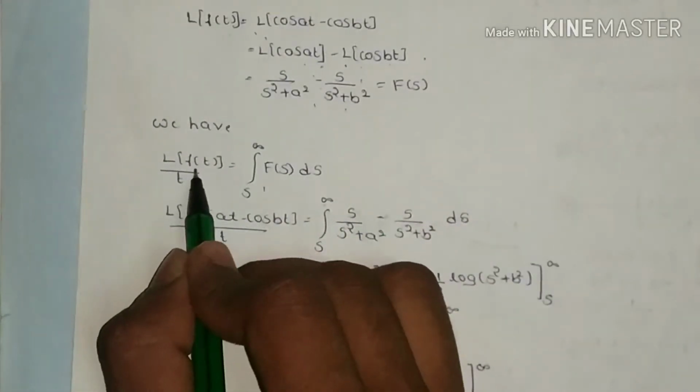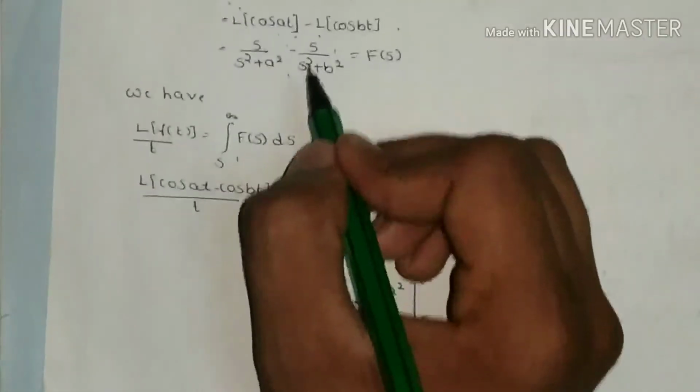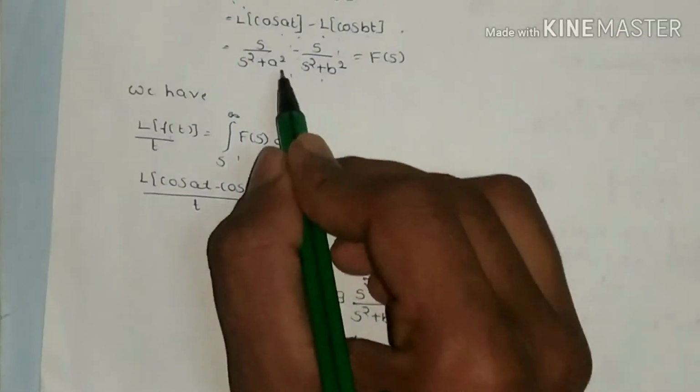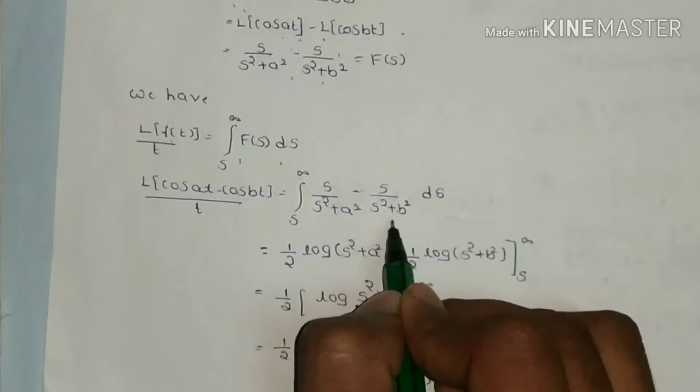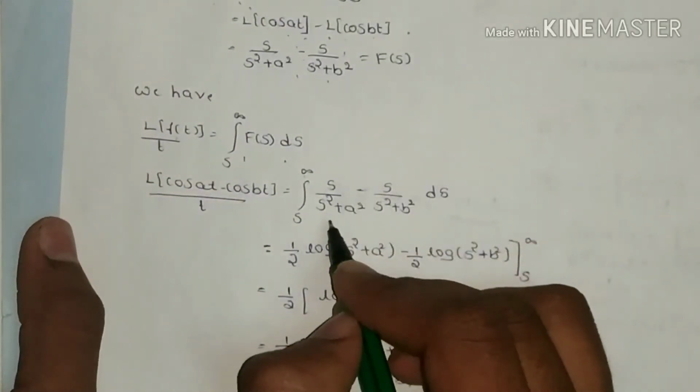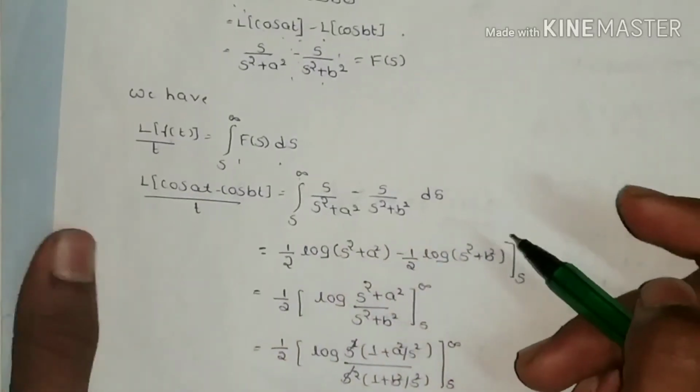Okay, Laplace transform, what is f of t here? Cos at minus cos bt, divided by t, and that can be written as integral from s to infinity of f of s, which is s divided by s square plus a square minus s divided by s square plus b square, ds. So here one standard result is there.